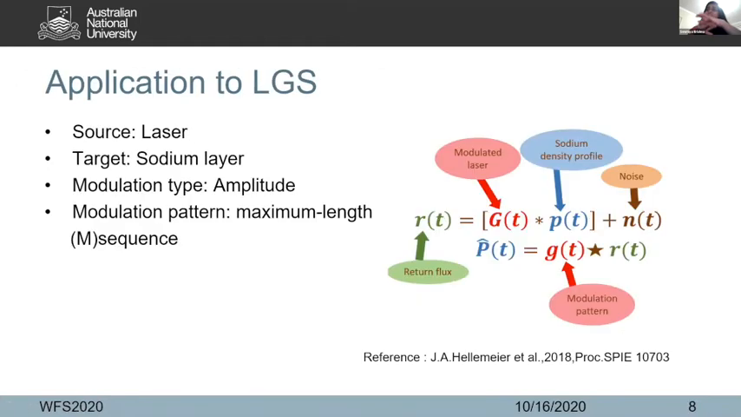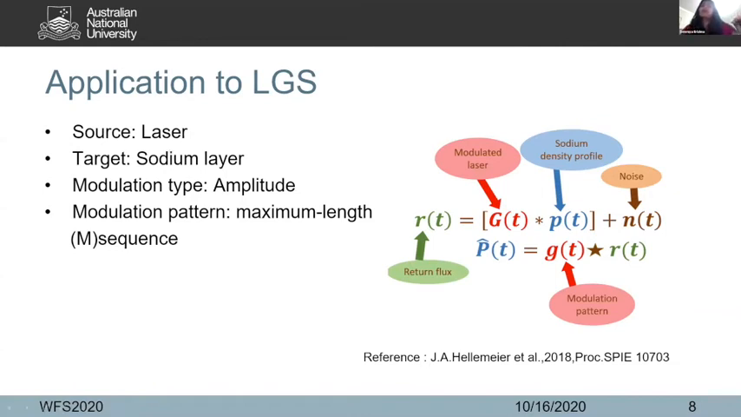And let's see how we can implement this in the laser guide star field. In our case, the source is the laser and the target is the sodium layer. And since we are interested in the modulation pattern of a laser, we have to modulate the laser, because that's how we excite the sodium layer. And one more thing is we need a modulation pattern which should have a good autocorrelation property. So one of the types of the PRBS sequence with that good autocorrelation property is the M sequence.